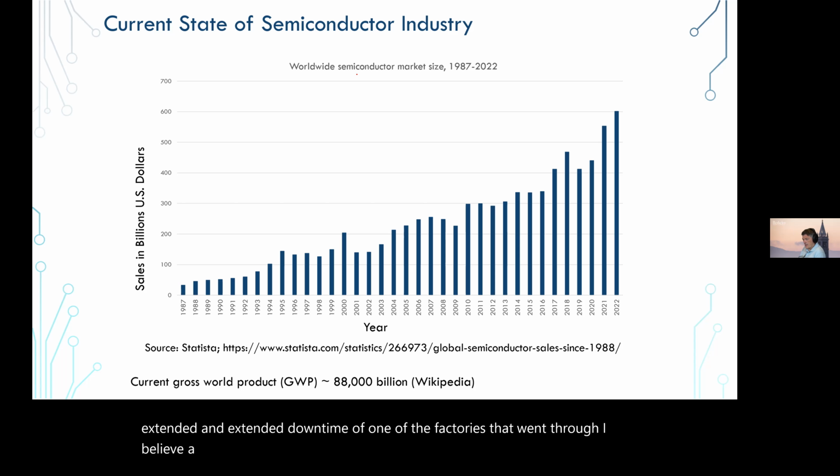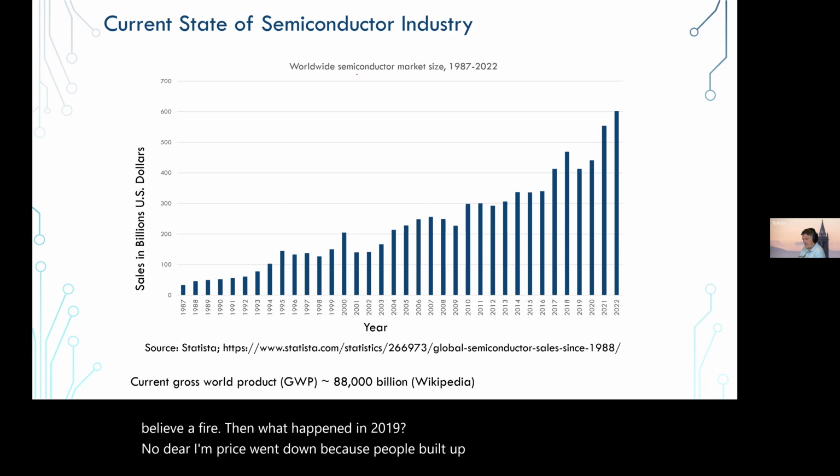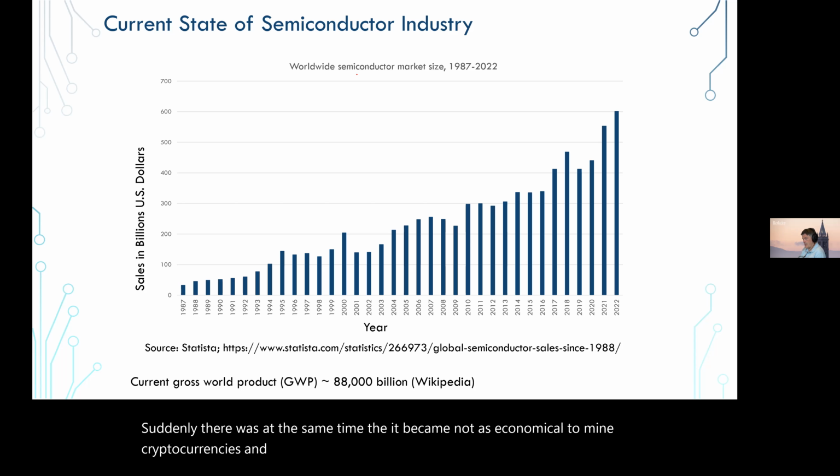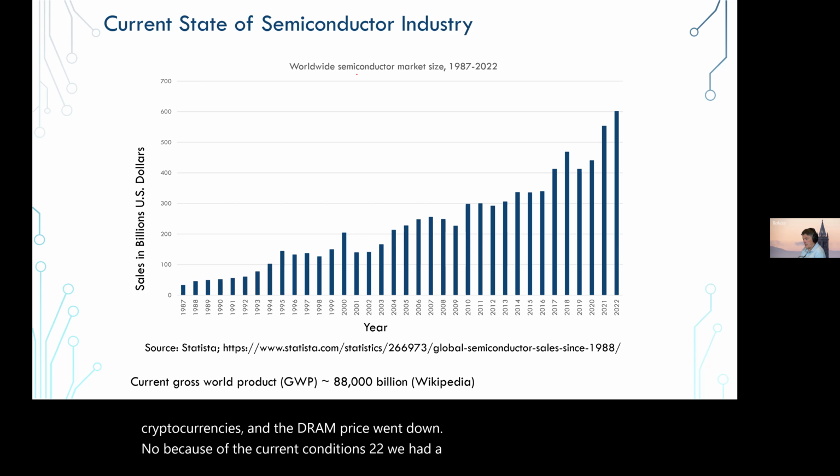Then what happened in 2019? Well, the DRAM price went down because people built up capacity, and at the same time it became not as economical to mine cryptocurrencies, so the DRAM price went down. Now, because of the current conditions, we had a rapid growth from 2020 to 2021.